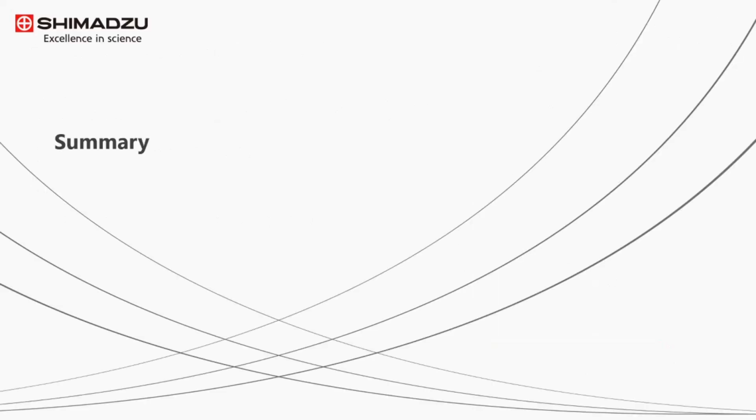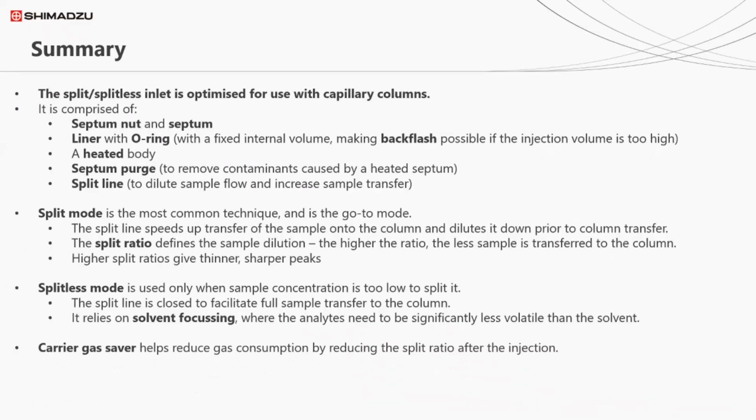Okay, that's the basics of the splitless inlet. It can be a difficult concept to understand at first, but it's critical to know how this device operates. Let's recap over some of the key points. The splitless inlet is optimised for use with capillary columns. It comprises a nut and septum, liner and O-ring, a heated body, and has a septum purge and split line.